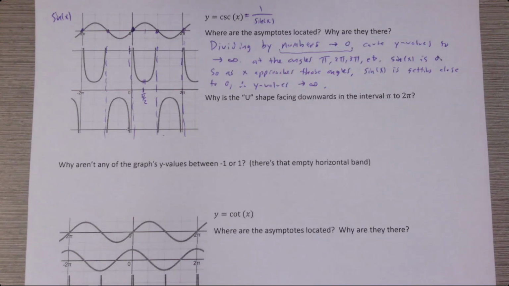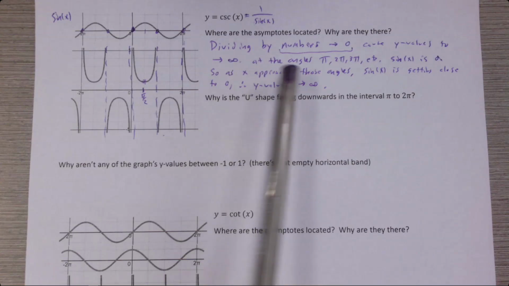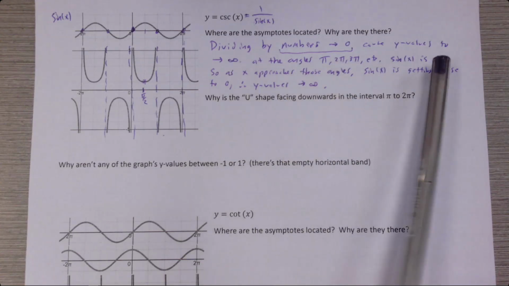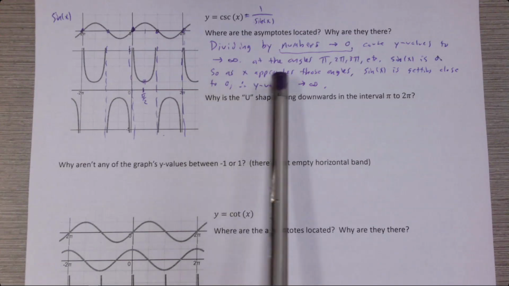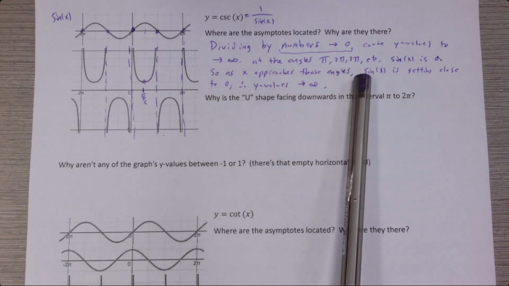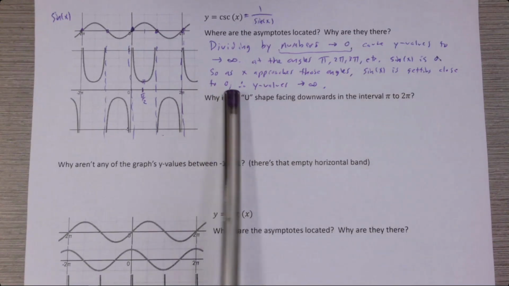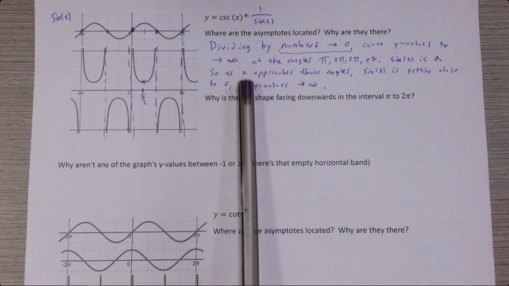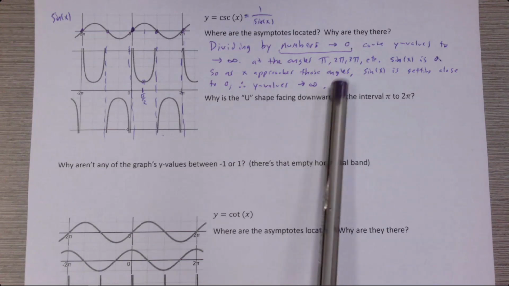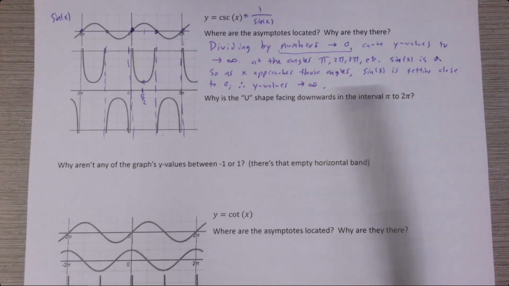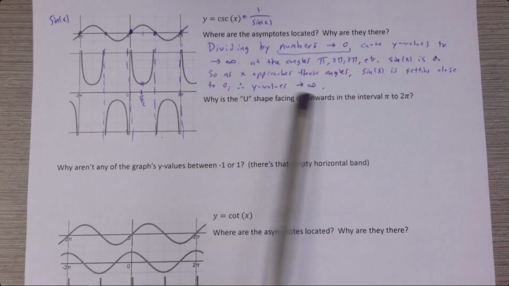So here's my written answer. We know that dividing by numbers that approach 0 cause the y values to approach infinity. At the angles pi, 2 pi, 3 pi, etc., sine x is 0. So that means that as the input angle x approaches those specific angles, sine x is getting closer and closer to 0, and so the y values are approaching infinity.